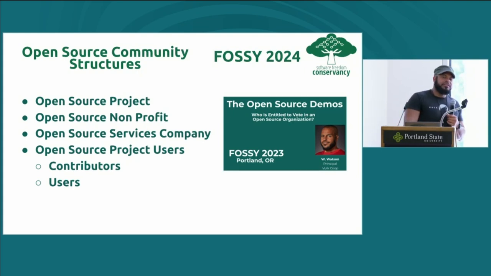And then you have a services company. These sometimes emerge because enterprises in the community want one throat to choke. They want one place to go and say, implement it for me. I don't want to learn anything. Just implement it. And that's what has emerged. And then you have the community. We did a talk last year about what I call the open source demos, but basically who it is that should have the right to vote within an open source community. And so that has its own boundary conditions and all of these other things, but reasoning about the users, the contributors and the users, is another part of how I think. When you're talking about exploitation, you have to include all of these structures.